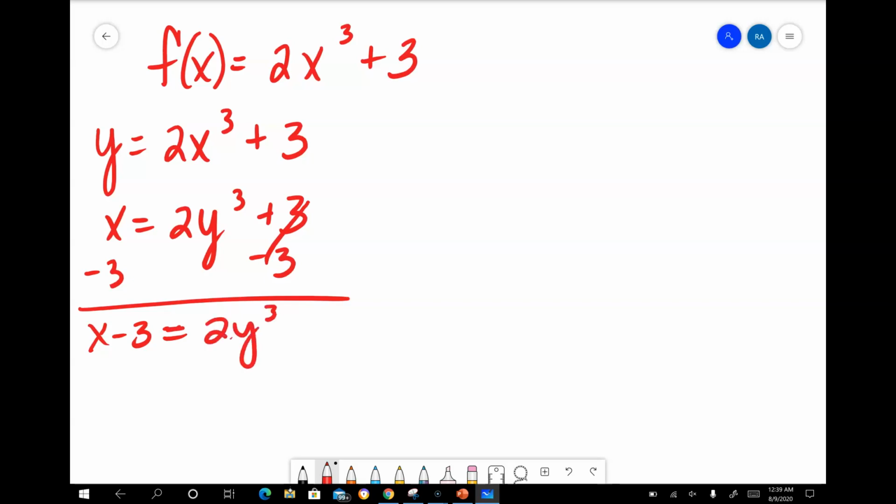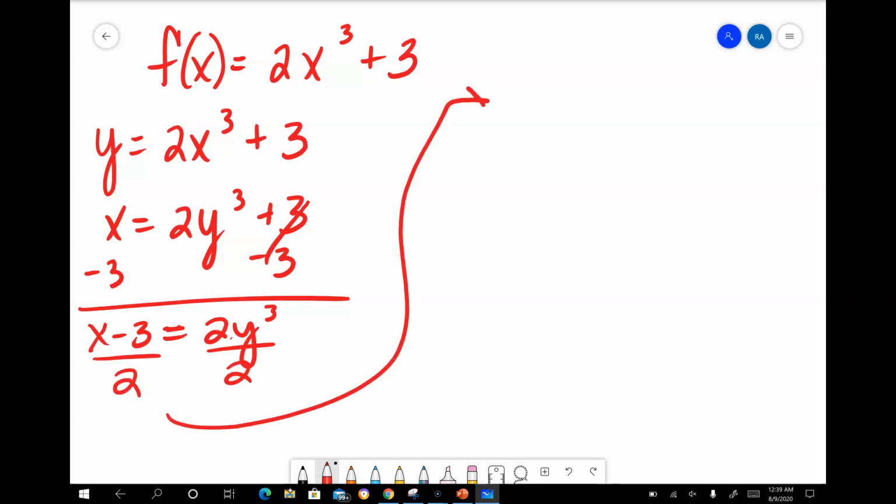Minus 3. x minus 3 is equal to 2y cubed. Before we can get rid of the exponent, we've got to get rid of that 2. We've got x minus 3 divided by 2, these 2's cancel, equals y cubed.